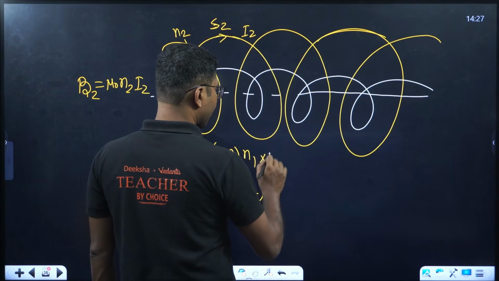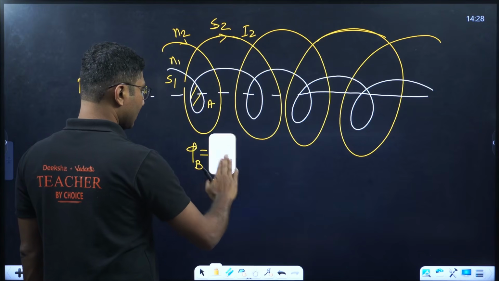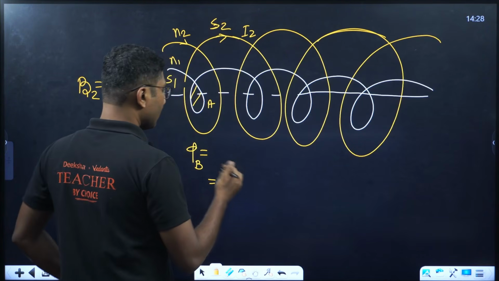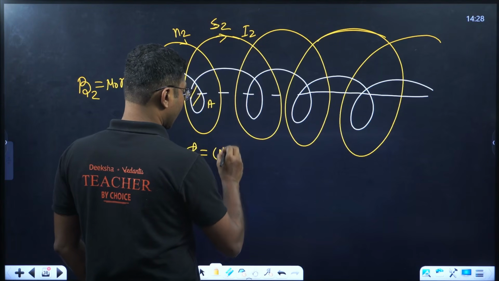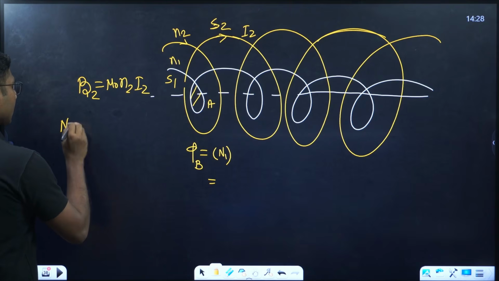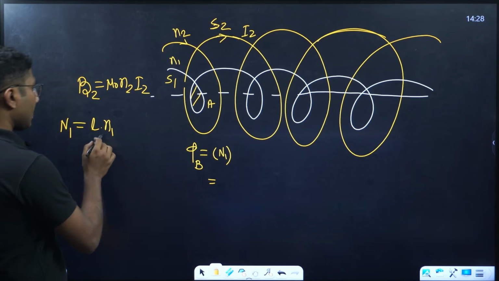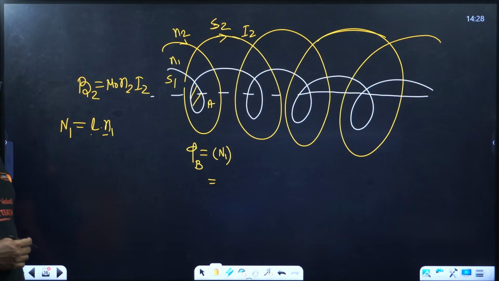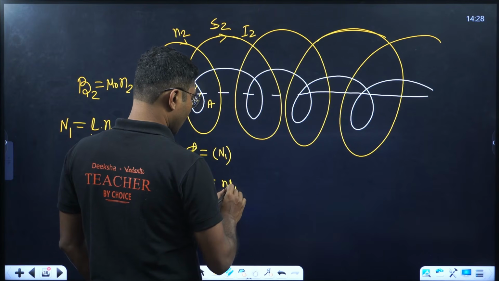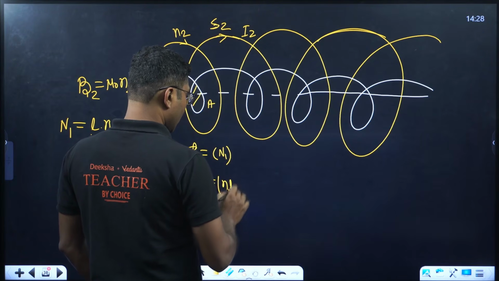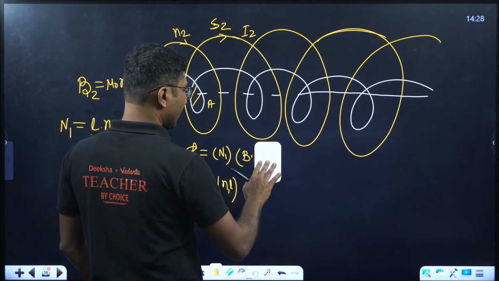Also you have to multiply with the length of the coil, because the magnetic field is per unit length, with the number of turns per unit length, but for total flux it should be capital N1. Capital N1 is the length of the coil into the number of turns per unit length. So total number of turns is N into L, so it will be N1 into L. L is common, into B into area.